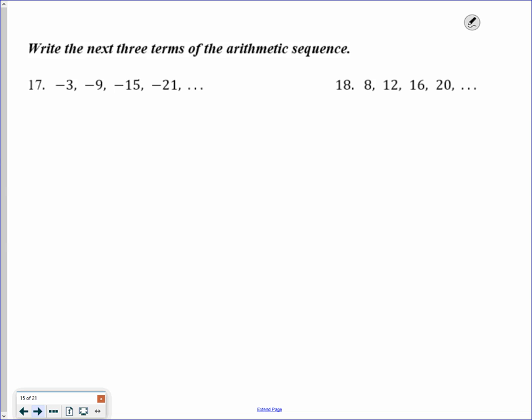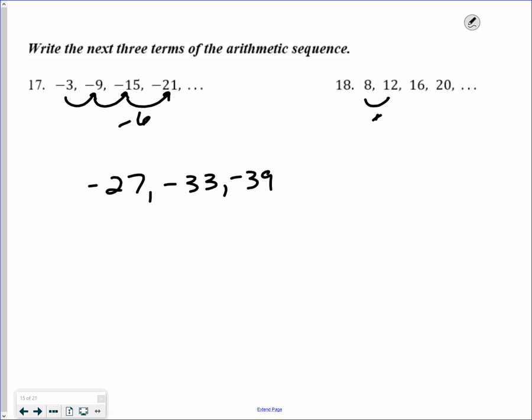Arithmetic sequences. Now basically you're trying to find the next 3 terms of the arithmetic sequence. You have to find the d value. It's going from -3 to -9 to -15 to -21, so it's subtracting 6 each time. So I continue that pattern of subtracting 6. Next one, it's adding 4 each time. So again, I continue that pattern by adding 4.